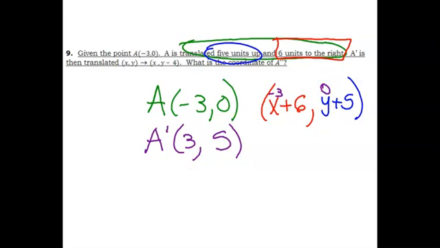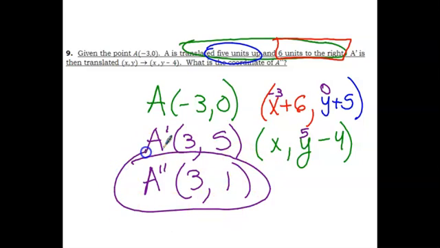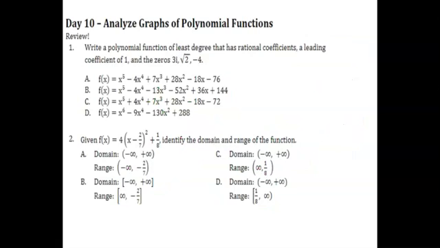From here, it says I need to translate again. So that means I'm going to do (x, y - 4). So the x actually doesn't change. The x is going to stay, well, because x is x, it's going to stay 3. Now let's plug in the 5. 5 minus 4 will become 1. So what is A sub 2? (3, 1) by doing both of those translations, sliding it or moving it twice.